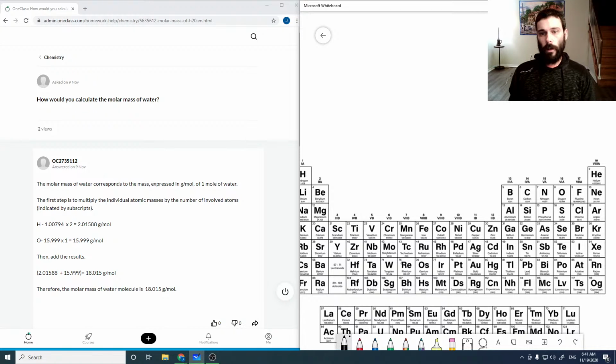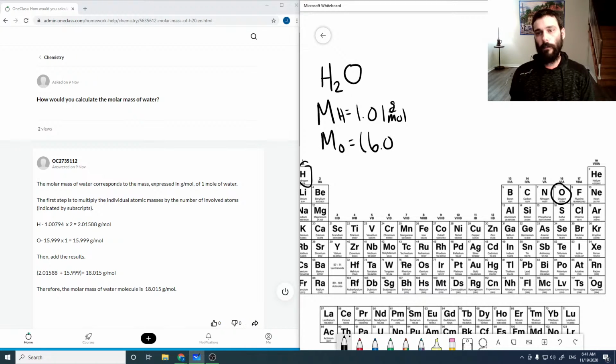So for water, we're going to use hydrogen and oxygen, right? Because water is H2O. And so again, I'm going to use 1.01 for hydrogen, and I'm going to use 16 for oxygen.